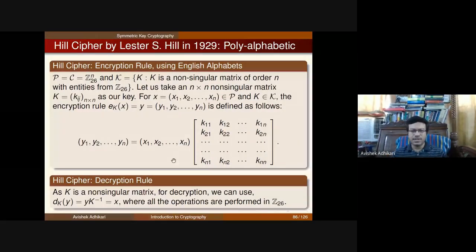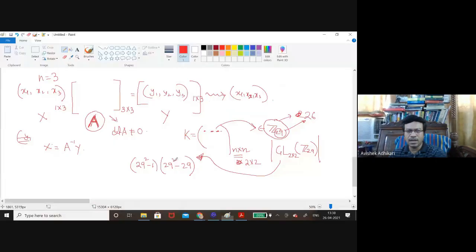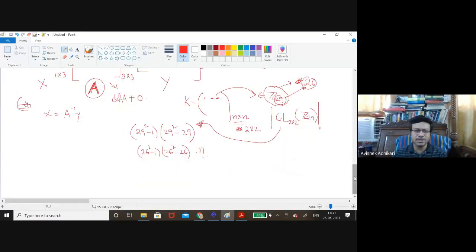Okay, will that be same as Z29? If I replace 29 by 26, will the answer be like 26 square minus 1, 26 square minus 26? So that you need to think. Okay. So my question is simple question. Let us try to do with maybe 6 elements. So what is the cardinality of Z, say 2 cross 2 over Z6?